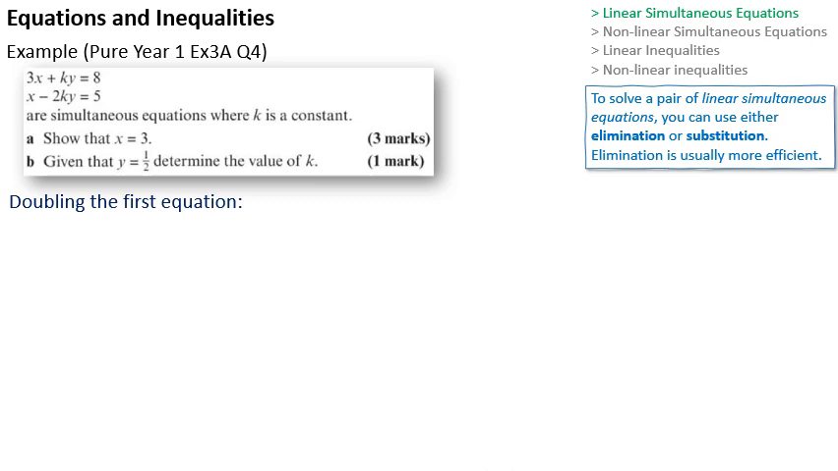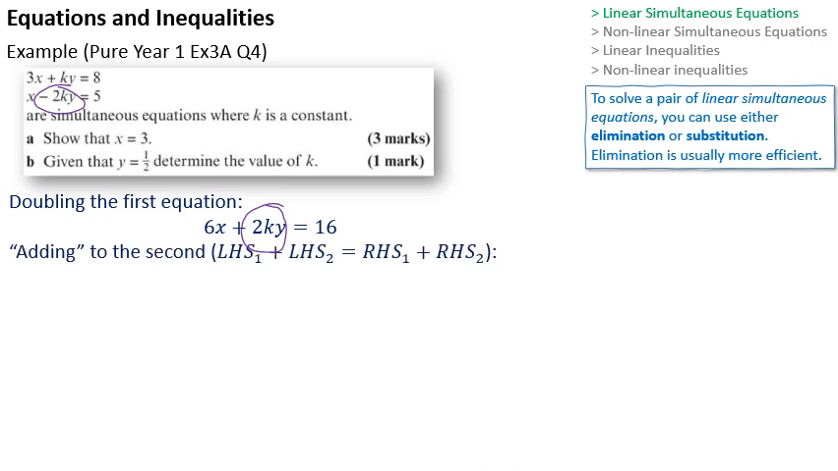I've noticed that if I double the first equation, I can eliminate the term involving y. Not only that, but I'll be able to eliminate k as well. So this was a useful idea. I'll get 3x turning into 6x, and I'll get ky turning into 2ky, and then 8 turns into 16. And the useful bit here is that 2ky positive in this equation will link up nicely with the minus 2ky in the second equation. So I'm going to add the two equations.